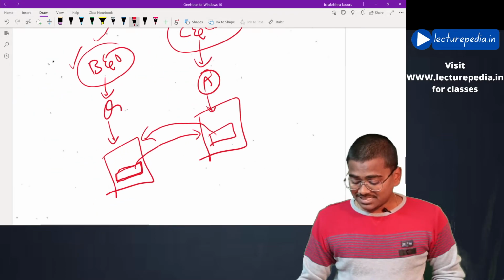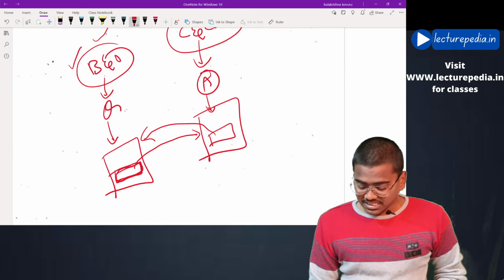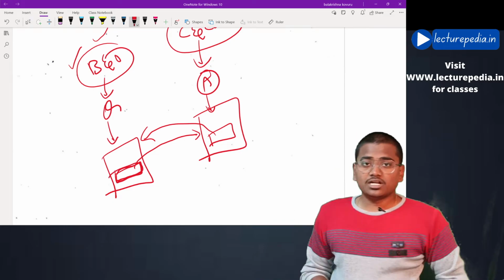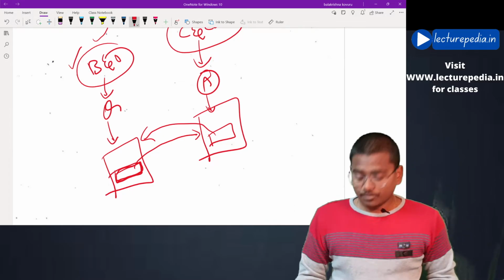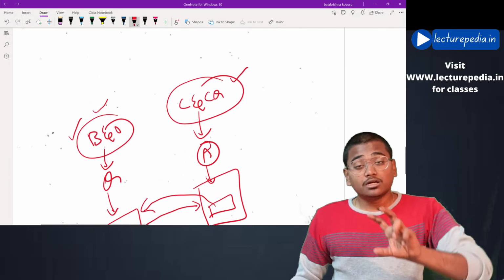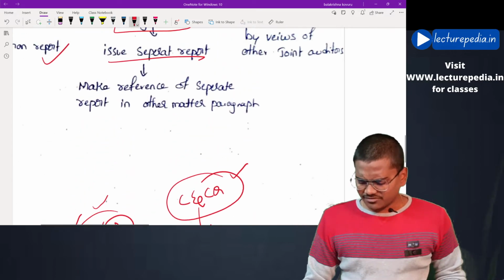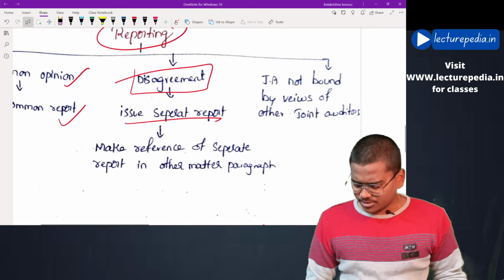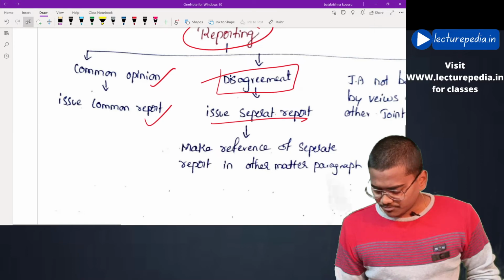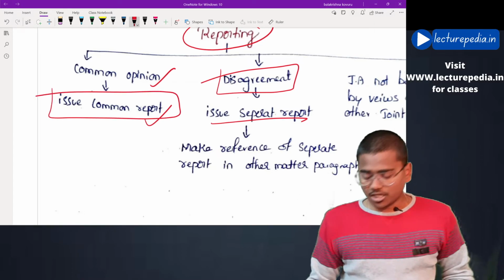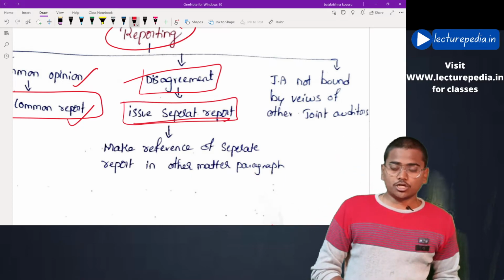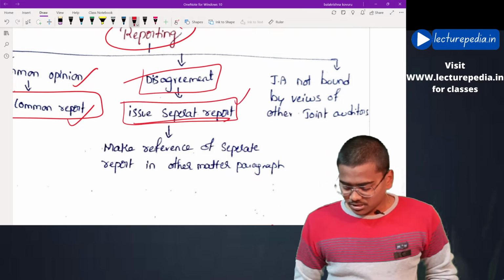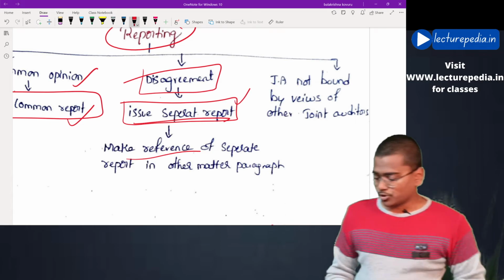Like this, reference to the audit report that has been given by another joint auditor has to be made in the audit report of the joint auditors. Hope this is clear. If they are giving common audit report, then that's not necessary, because there will be only a single audit report. In the first case there will be only a single audit report, but here in the second case, since there is a disagreement among the joint auditors, they are giving separate audit reports, and they have to make reference of such audit reports in their audit report.